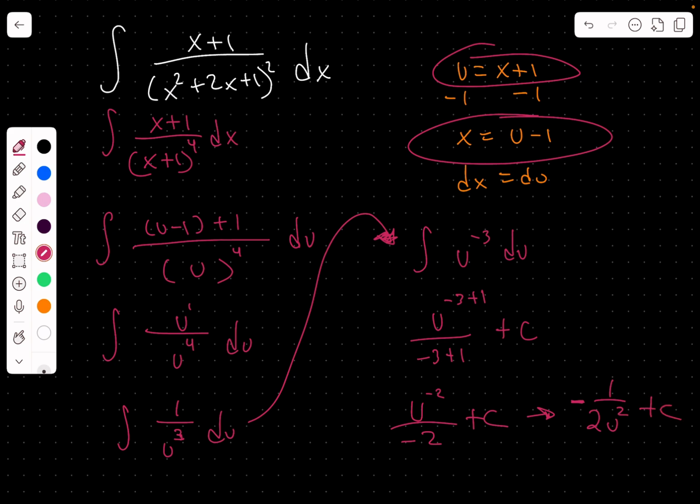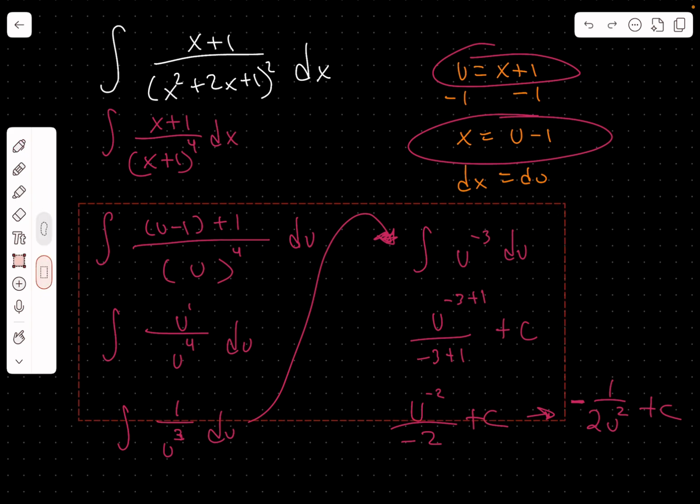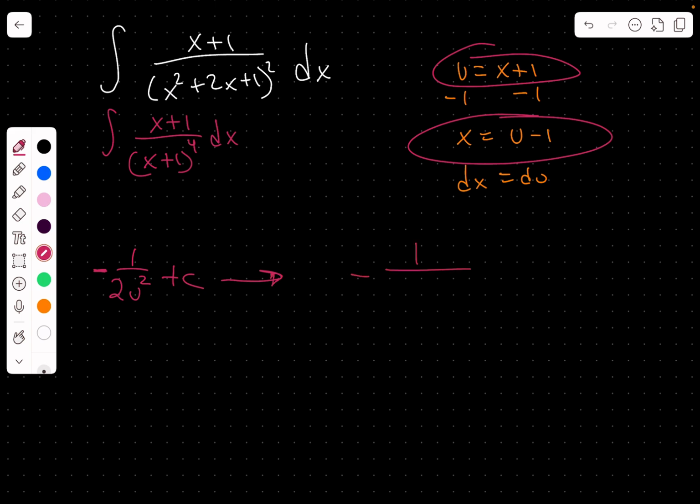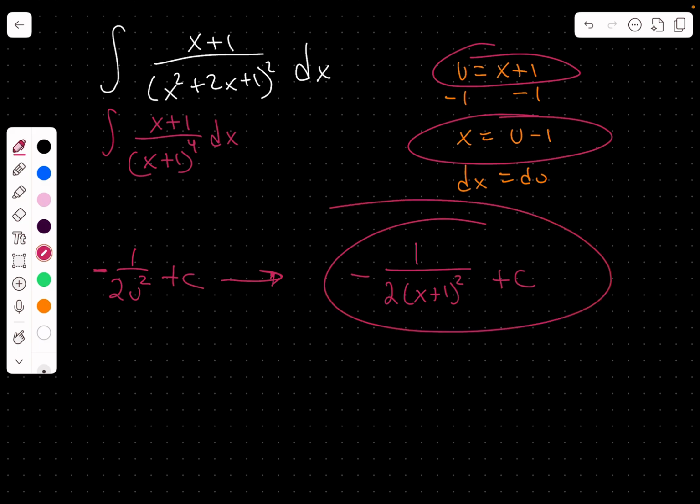And are we done? No, because we have to substitute what we put for u. So I'm going to clear some of this stuff so that I have more room. All right, when we plug in u, we get our final answer. We get negative 1 over 2 times x plus 1 squared plus c as our final answer.